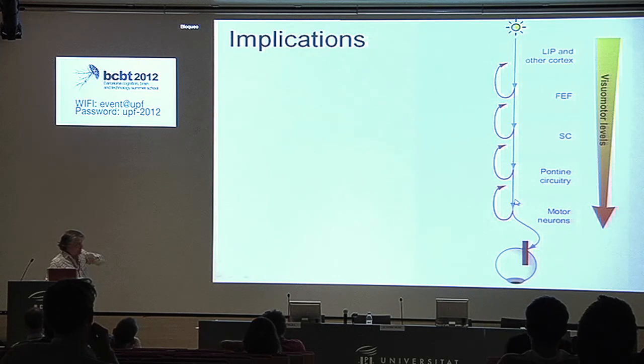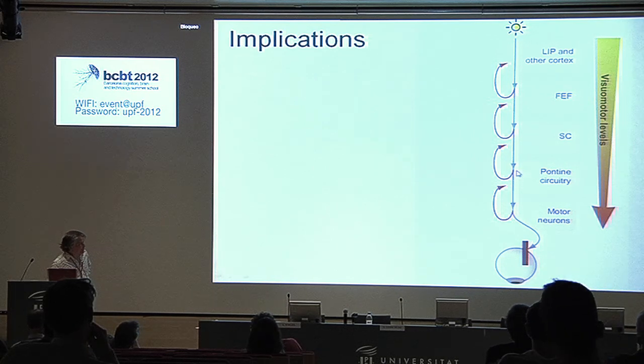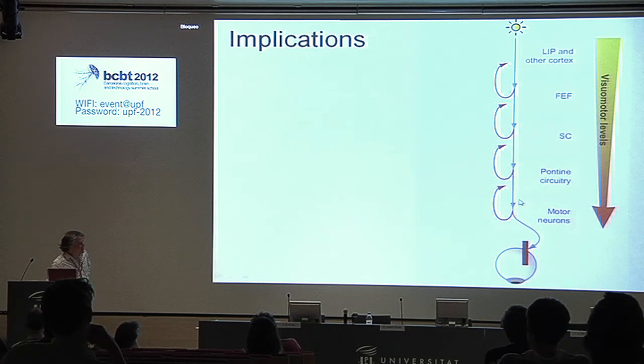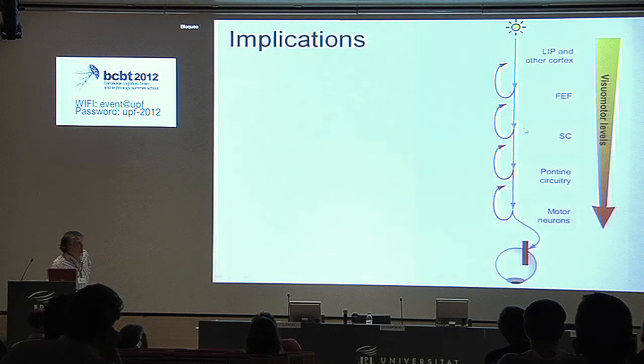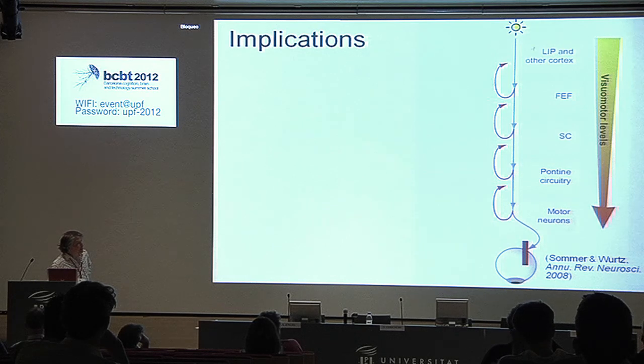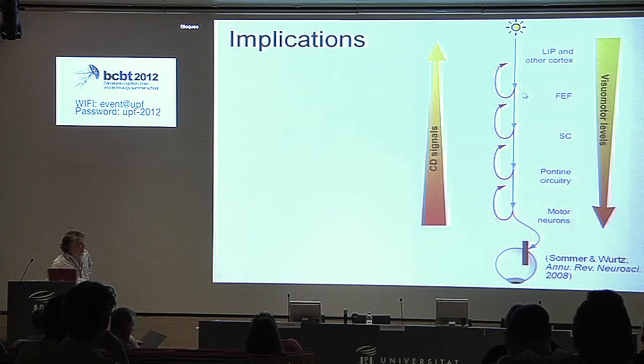Anatomically, it's known that motor neurons send collaterals back up to the pons, but they don't go any further. The pons and reticular formation send collaterals that go up to colliculus, but they don't go up to cerebral cortex. It's always one loop at a time, one step at a time. This is the pathway I've been talking about. Colliculus sends information to frontal eye field, but the saccade-related parts of colliculus don't send information to LIP and other cortex. It goes to frontal eye field. Frontal eye field, on the other hand, sends information to the rest of extrastriate cortex. So these are the putative corollary discharge signals.